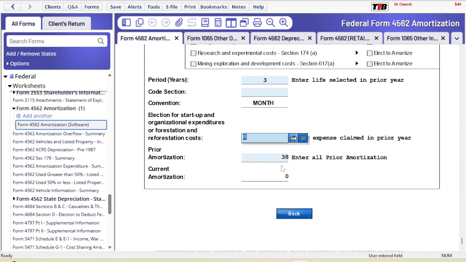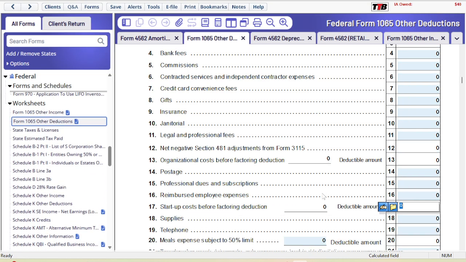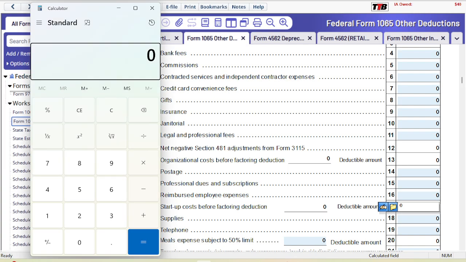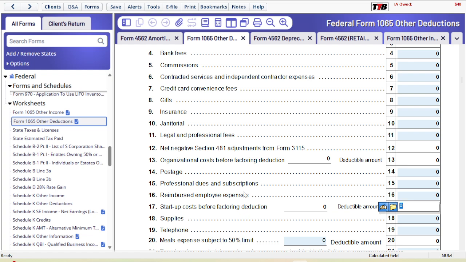Let's just go back to where we came from, as well as the organizational cost. Those two, when they are not claimed in full the first year you pass the threshold, is going to be amortized for a certain number of years, and I believe it's 15 years. But 180 months, if, again, I don't like to memorize those things, but because I know that I can search it in the instructions for 4562 depreciation and amortization has that in it.